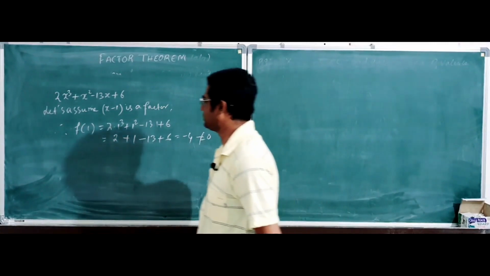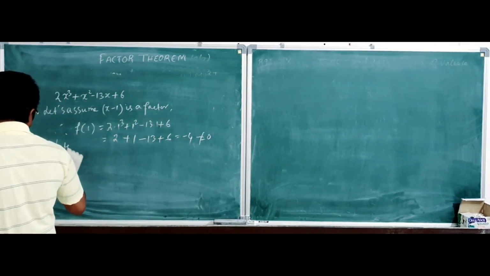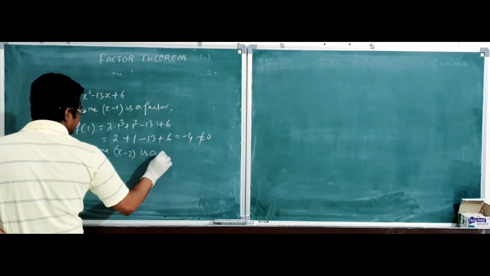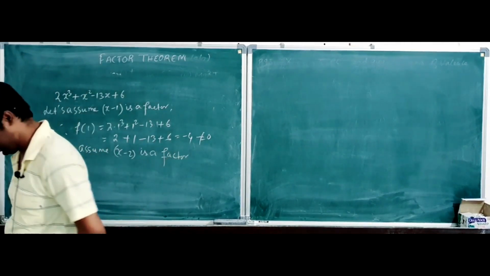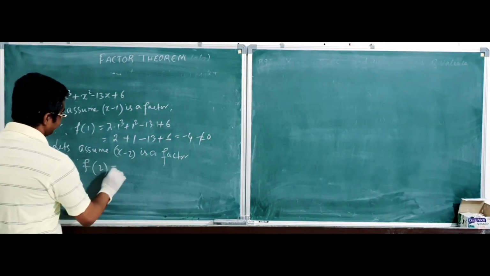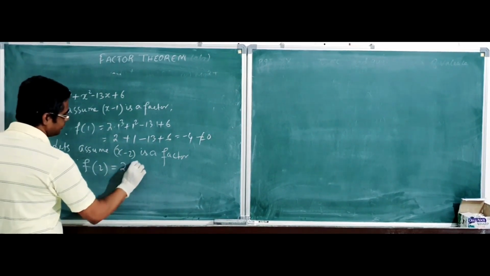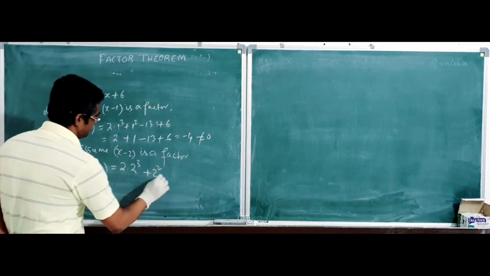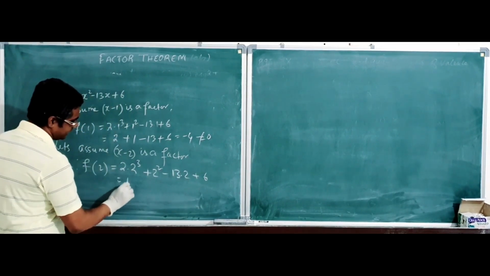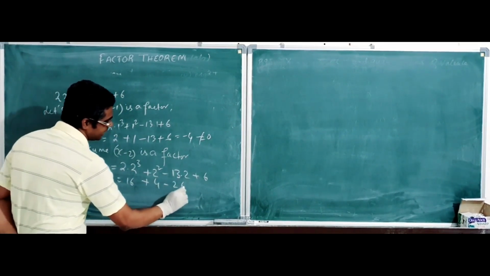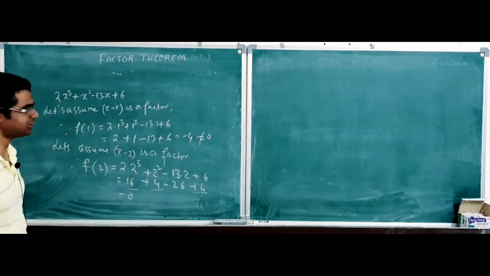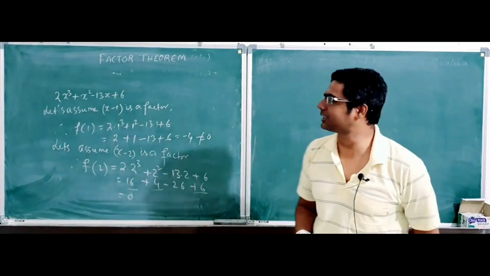Okay? Next we go for x minus 2. So let us assume x minus 2 is a factor. So in this case, I have to find out f(2), right? So if it is f(2), 2 into 2 cube plus 2 square, minus 13 into 2, plus 6. So this is 2 into 8, that is 16, plus 4, minus 26, plus 6. So 16 plus 4, 20, plus 6, 26. So this is equal to 0. So definitely x minus 2 is a factor.